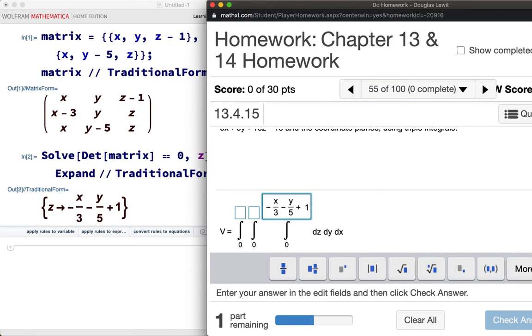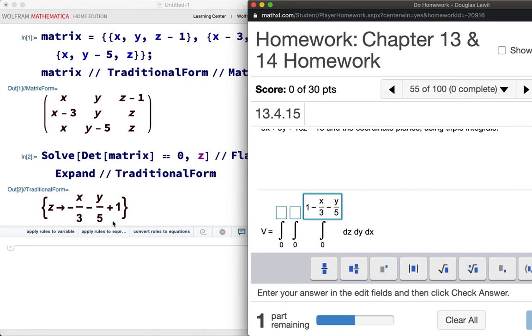Or if you want, you could put the 1 in the front. It really doesn't make a difference. I think it looks prettier if the 1 is in the front, but actually, guys, it really doesn't make a difference. Now, to figure out the y limits, we're just going to look at the xy plane.